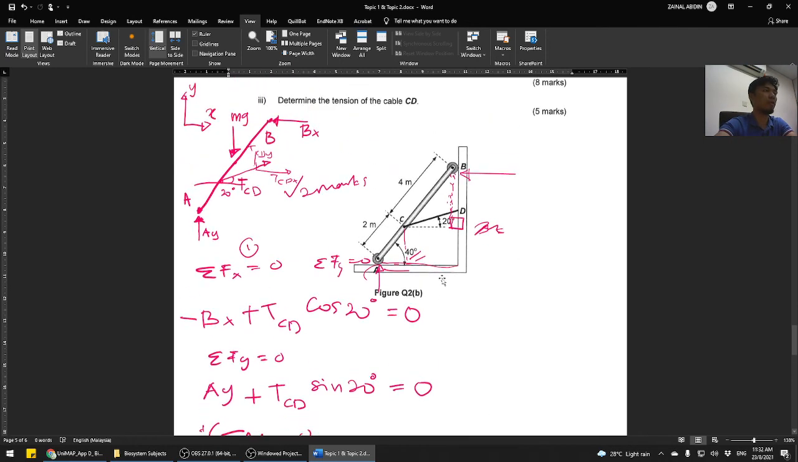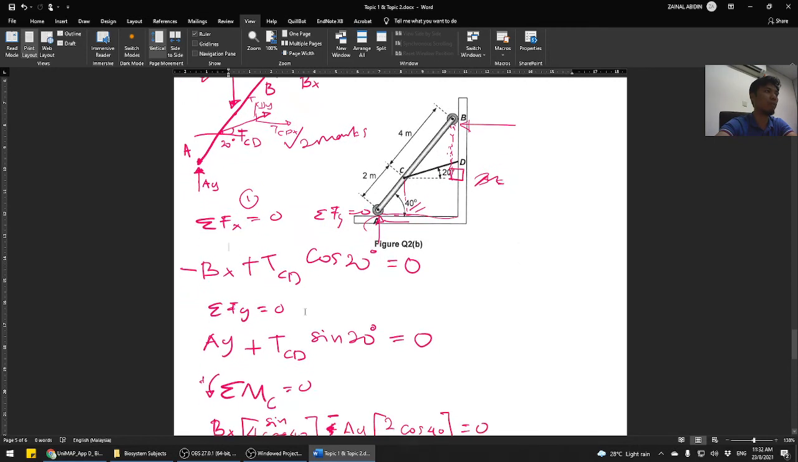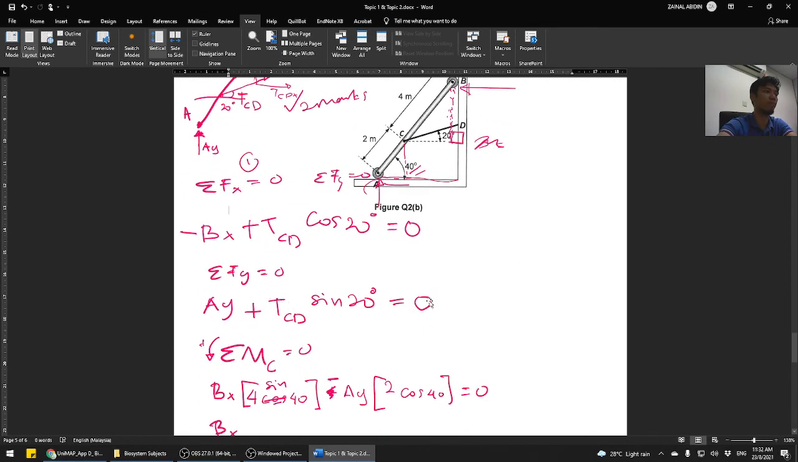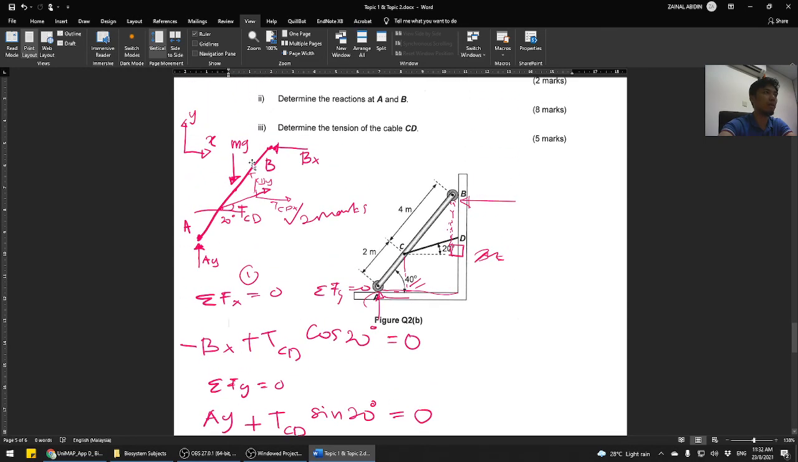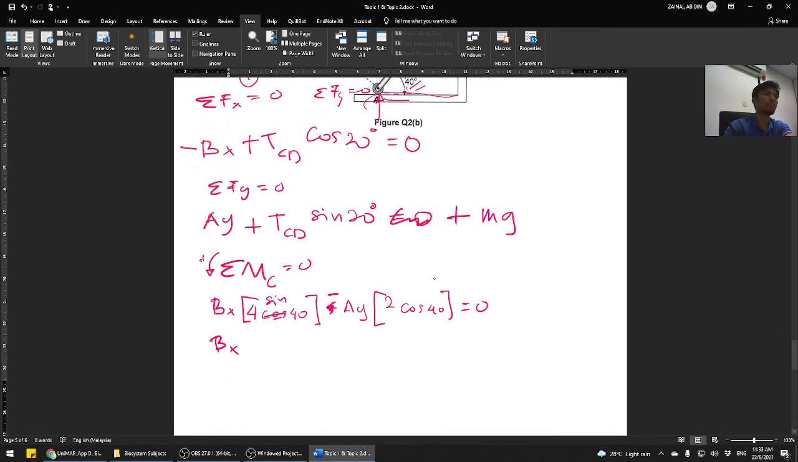So for summation of Fx here, you don't have a problem. For summation of Fy here, you have a problem because you need to include the mass of that bar. So it's not there, just put mg in that direction. So equal to 0.